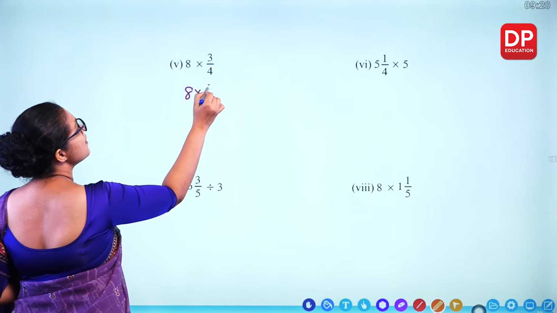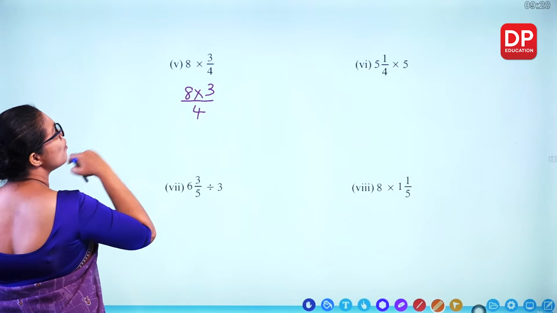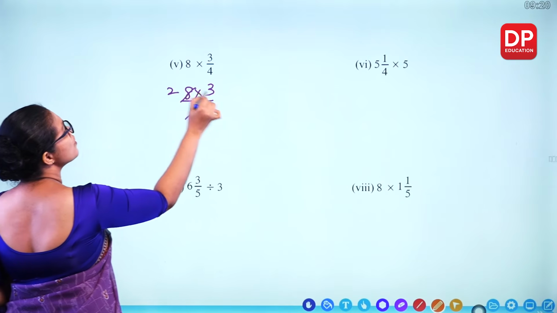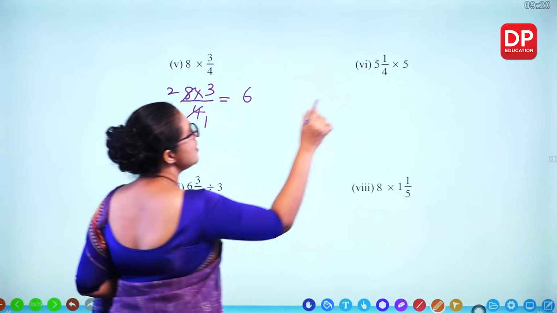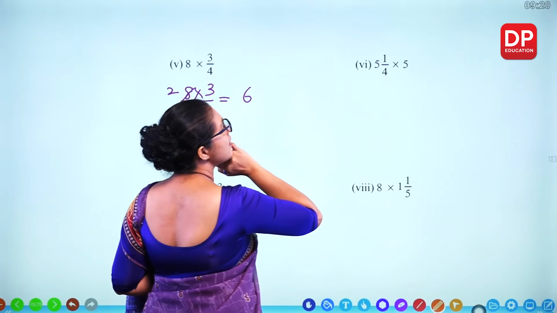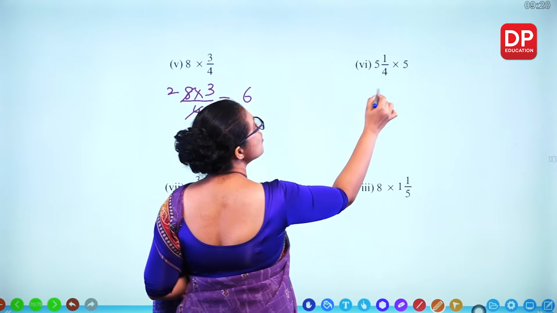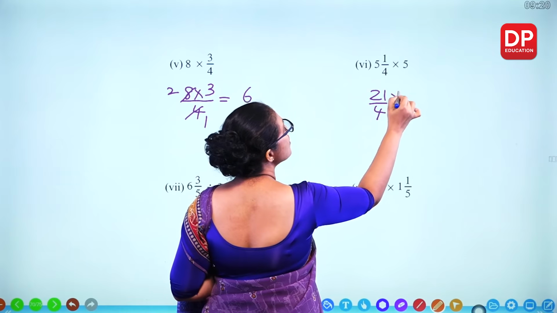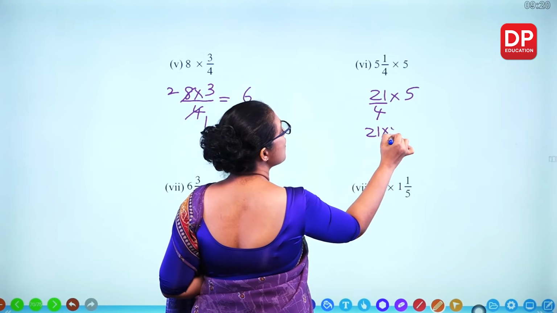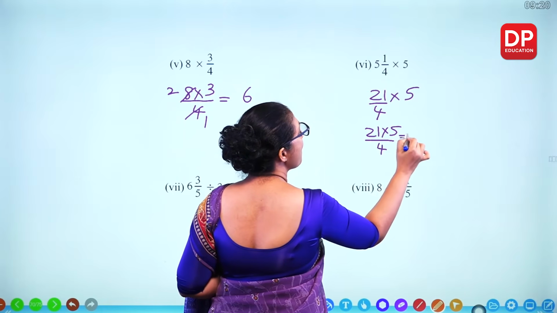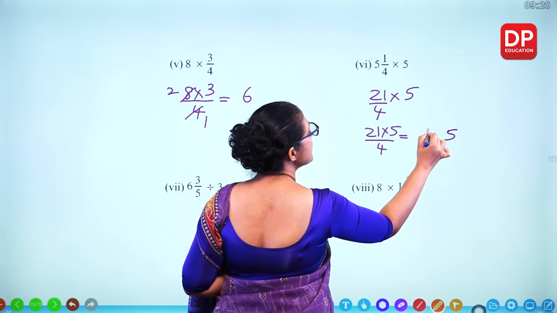Multiplication. Multiply the numerators. Divide by 4. 4 times 1, 4 times 2. 6 is the answer. This one, 20 plus 1. Convert to improper: 21 over 4 times 5. So that means 21 times 5 over 4. 5 times 1, 5. 5 times 2, 10.